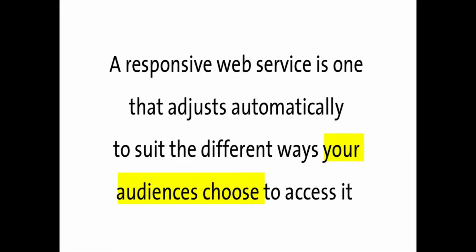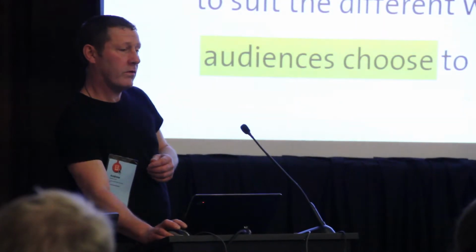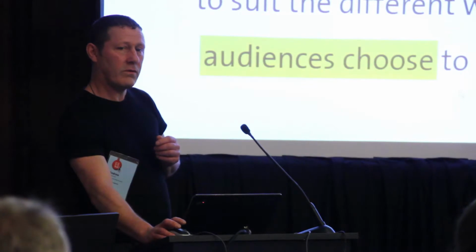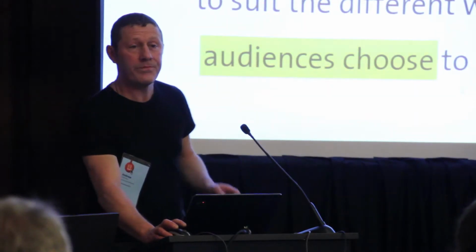There are probably several definitions, and I'm not actually too bothered about what the perfect one is, but more or less this is what we're talking about in this context, which is if you have people doing different things on different devices all over the place, just make it so that when they do it, it changes for them. But the killer words there are your audience chooses, and whether you like it or not, they will choose what they want to do. It's their technology they choose to buy. It's their places they choose to do it in, and if you don't adapt to that, then they will ignore you, basically.